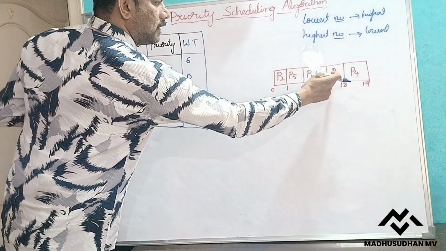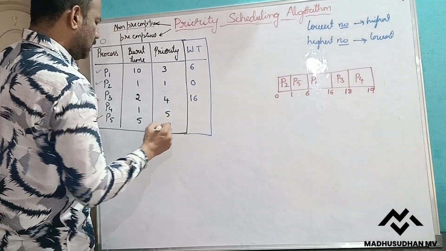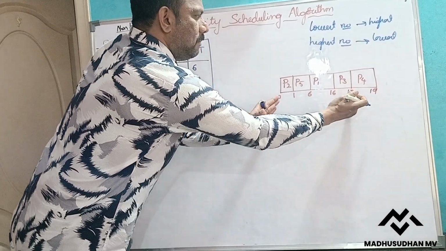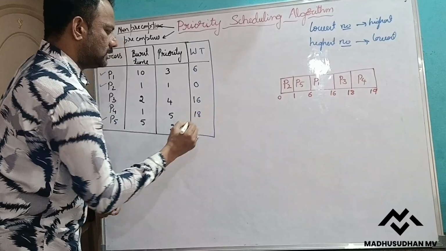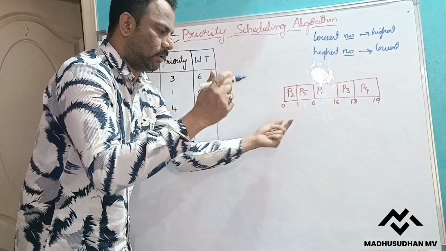Next P3. P3 starts at 16, so it waited for 16 milliseconds. Next P4. P4 starts at 18, so it waited for 18 milliseconds. Finally P5. P5 starts at 1, that means it waited for only 1 millisecond.